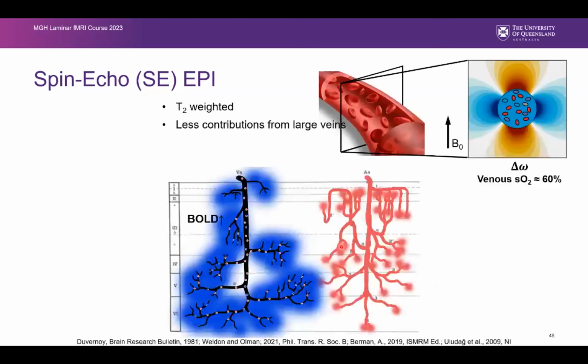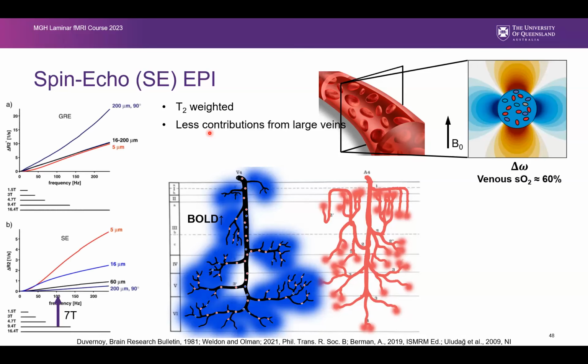So the idea is that basically the field around big vessels is kind of static. So you get an average field, although the blood is obviously flowing through it, and your average is kind of the same throughout the whole acquisition. Whereas what happens in the capillaries and the small vessels is much more random, and that's why you can't refocus these parts. And the idea is spin echo is T2 weighted, and you get less contribution from large veins.